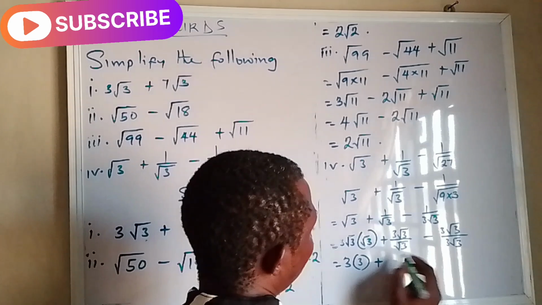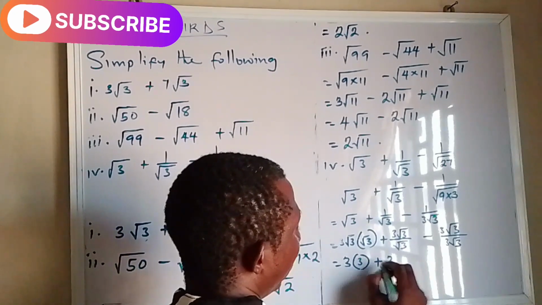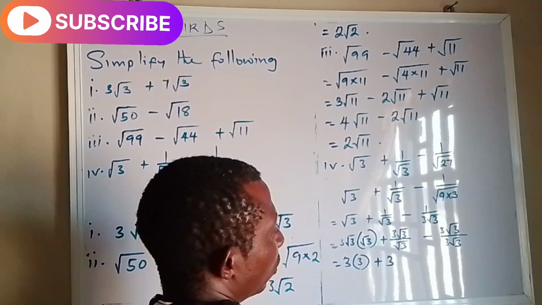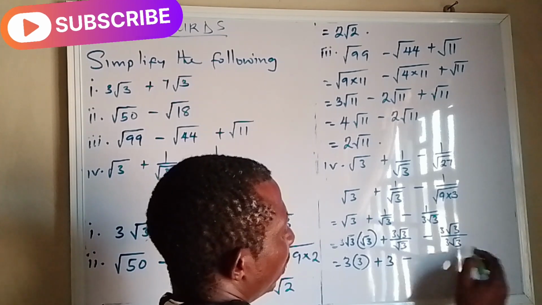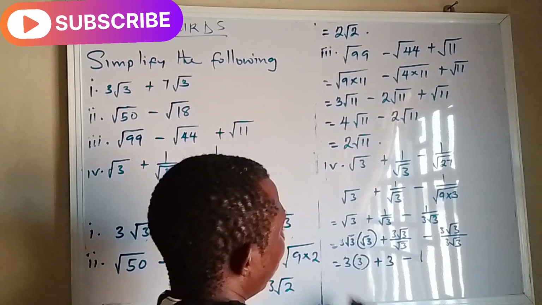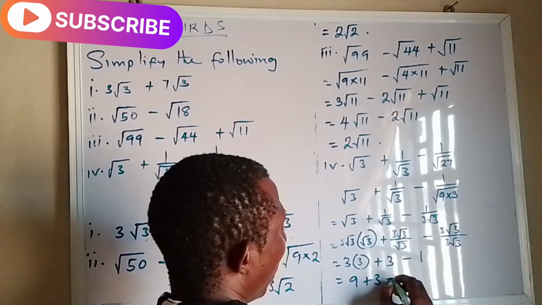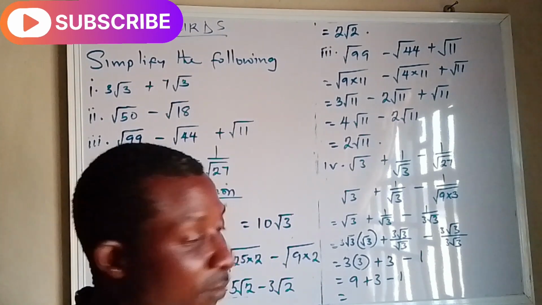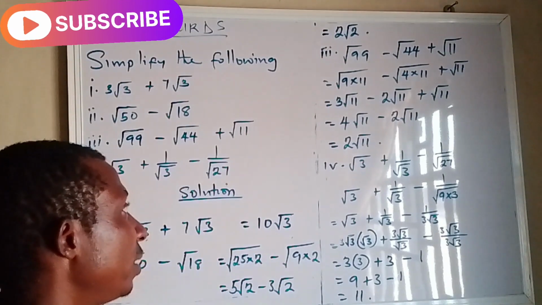Okay, so plus, now this we cancel, so we'll be left with 3 here. So this square root of 3 cancels square root of 3, so we are left with 3. So minus, this cancels this, so we have minus 1, and so we have 9 plus 3 minus 1. So 9 plus 3, that's 12. 12 minus 1, 11. So our answer is 11.